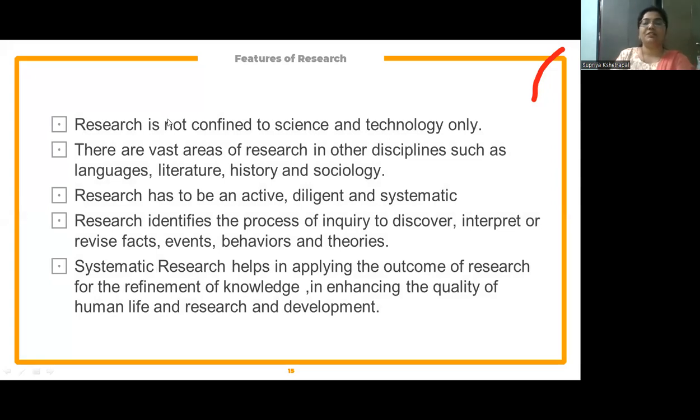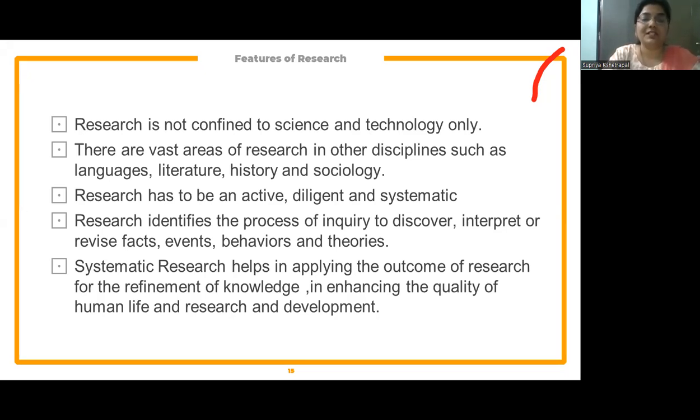Now, what are the features of the research? Research is not confined to science and technology only, as we have said. It is also related with languages, literature, history, sociology; it is multidisciplinary. So we can say that it has a very vast area of research. So researchers have to be active, diligent and systematic. As we know, it is a very systematic process, so one has to plan for that and perform it actively.